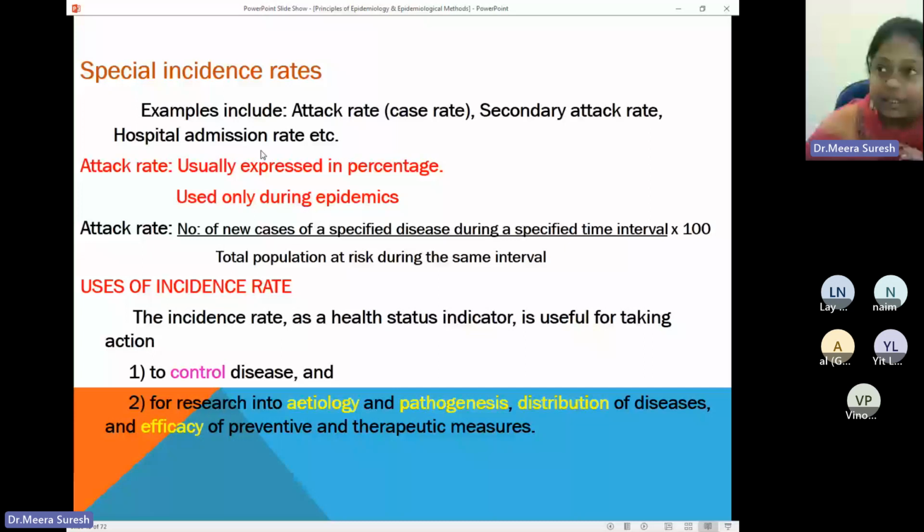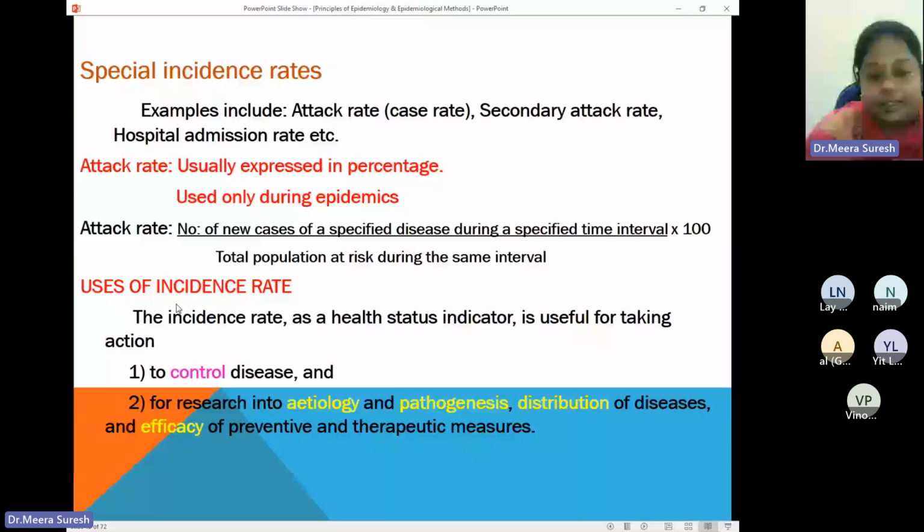So what are the uses of incidence rate? If we get to know the incidence rate, we can take measures to control the disease. We can learn about the etiology, the pathogenesis, the distribution, and the efficacy of preventive and therapeutic measures.